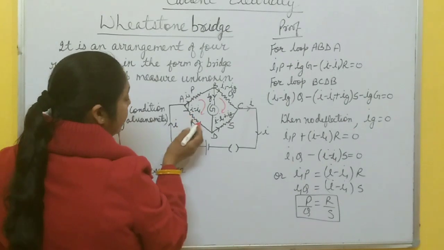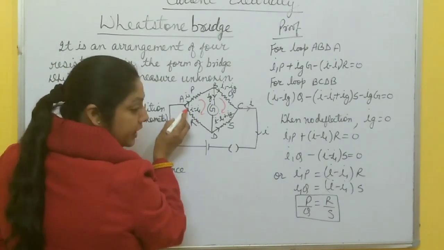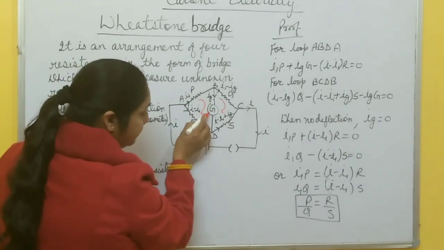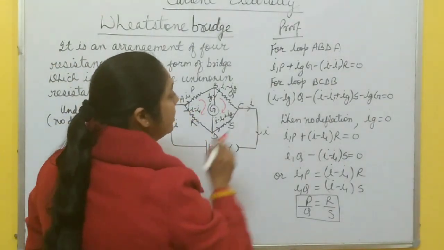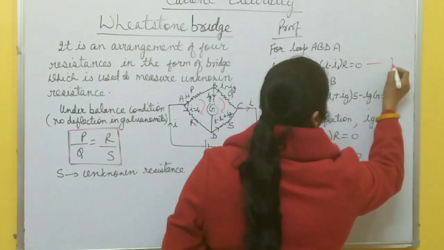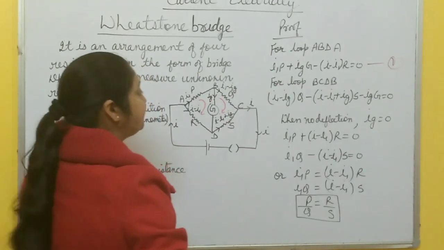Next one is this R resistor. Through this, I minus I1 current is flowing along this side. But I have assumed the loop anti-clockwise. So these two are in opposite directions. That's why I have taken a negative sign here. So for loop A, B, D, A, this equation is there, right?